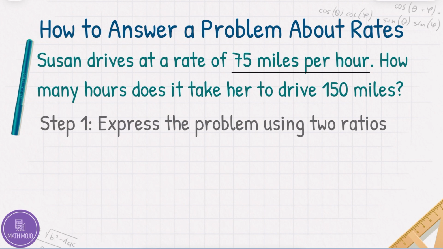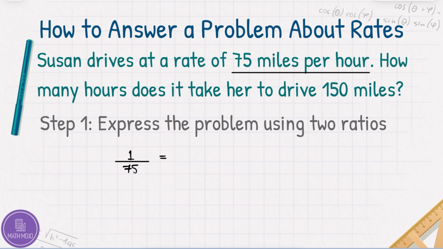So for our first question we have Susan drives at a rate of 75 miles per hour. How many hours does it take her to drive 150 miles? Step 1, express the problem using two ratios. Looking at our first sentence, we have 75 miles per hour. So we can put 1 hour in our numerator, and then we can put 75 miles in our denominator.